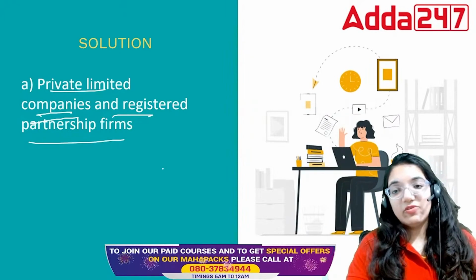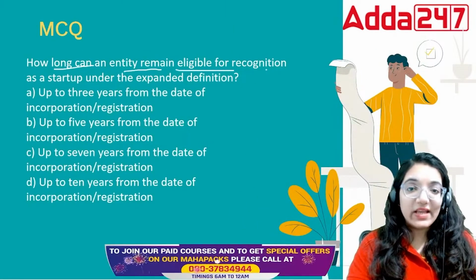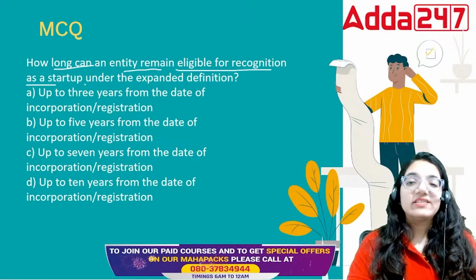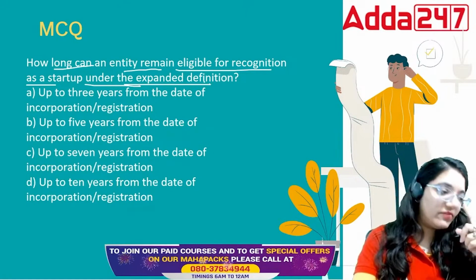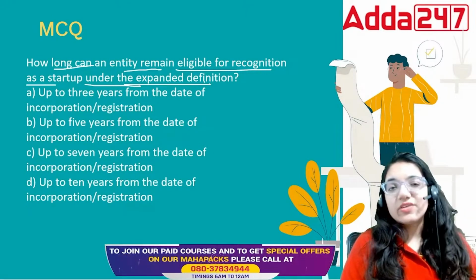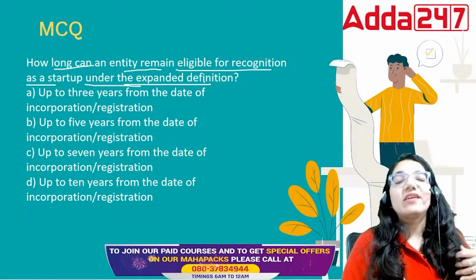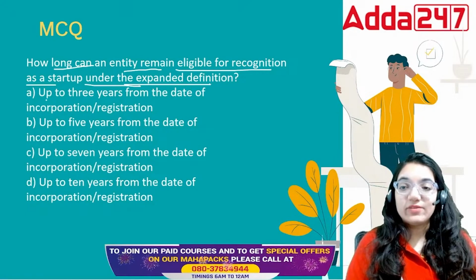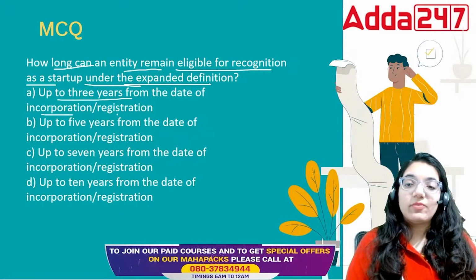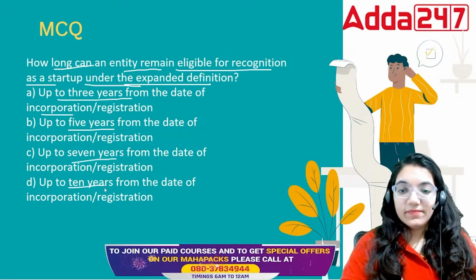Chaliye. Now let's move on to the next question. How long can an entity remain eligible for recognition as a startup under the expanded definition? First is initial definition and then is expanded one. So what I can do is in the upcoming class, I'll discuss all the definitions as well, so that you can understand what's the difference between initial and the expanded definition. Under 3 years of incorporation, under 5, under 7, or under 10. What would be the answer in this case, everyone?